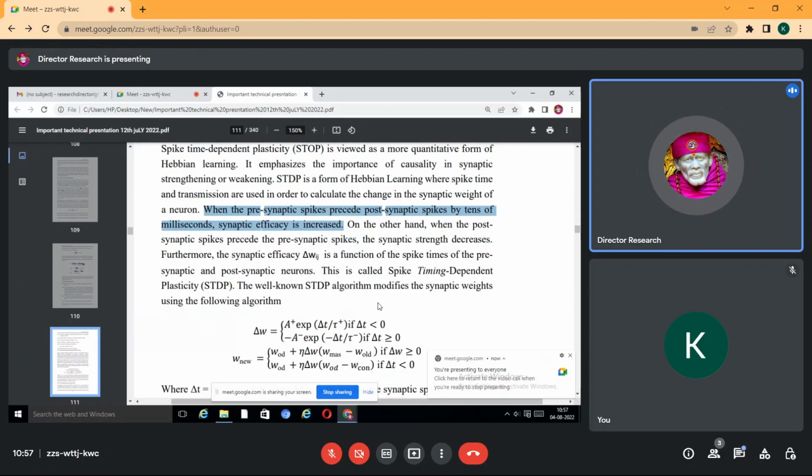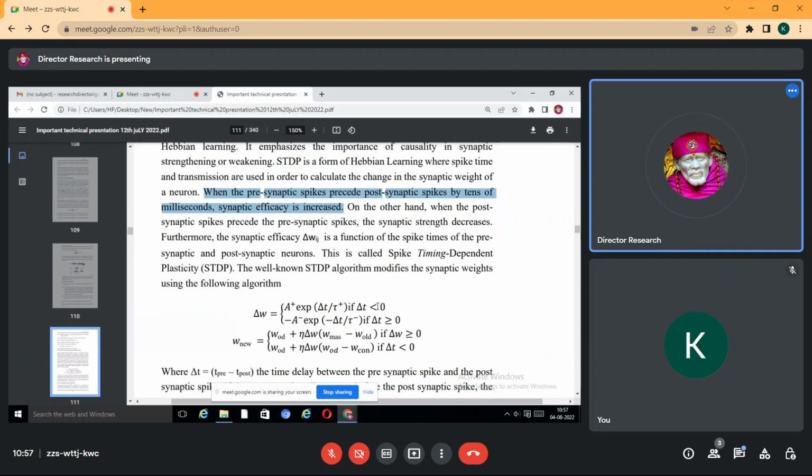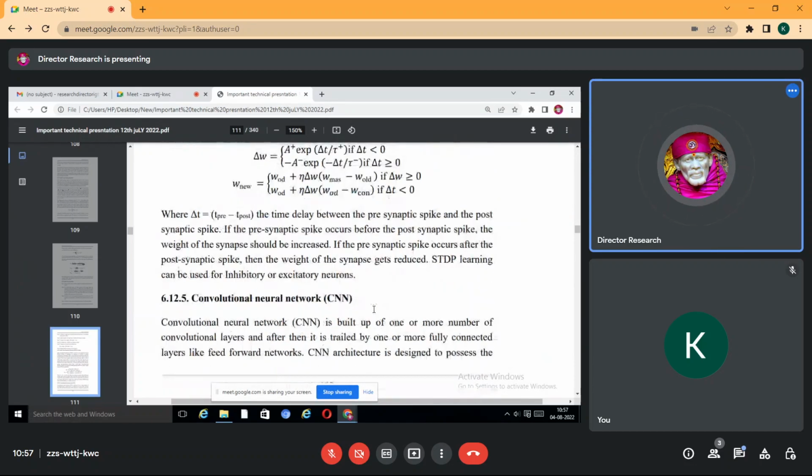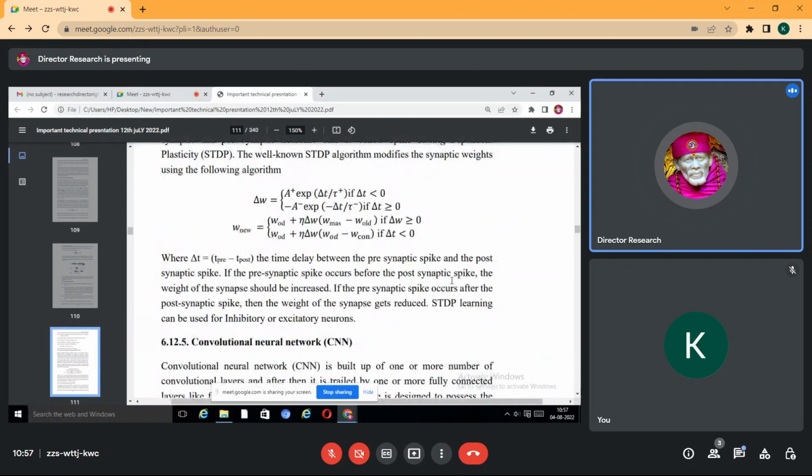Furthermore, the synaptic efficiency is a function of the spike times of presynaptic and postsynaptic neurons. This is called spike time dependent plasticity. The well-known algorithm is shown below. These are the equations you can observe clearly: delta W and W mu.